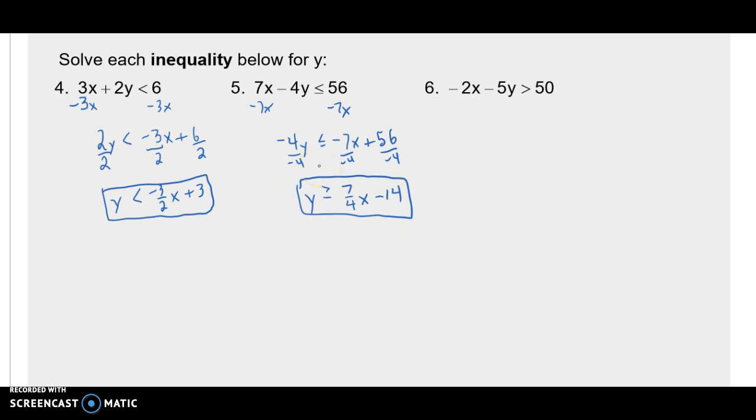So those are a couple examples of how we deal with problems where we've got multiple variables and we want to isolate one. Not a whole lot of difference from when we did it with linear equations. With the inequality, we want to make sure that the variable we want to isolate is on the left-hand side.